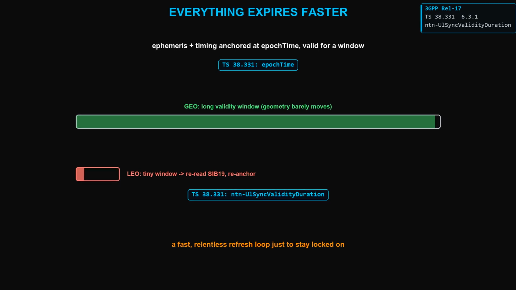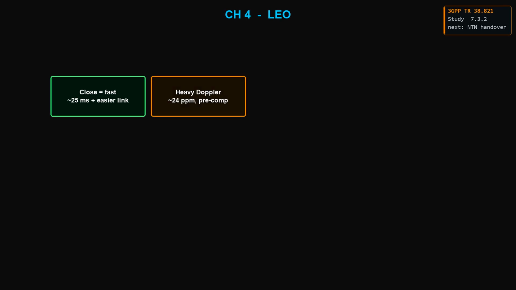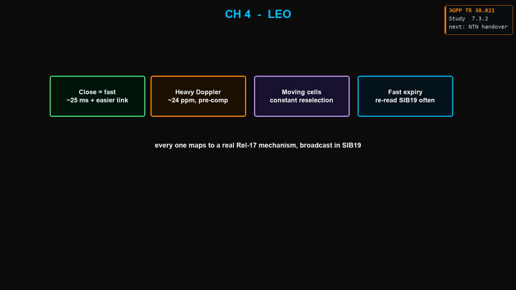Speed buys you latency, and charges you in constant upkeep, so that's low Earth orbit. Getting close to the Earth buys you two beautiful things: low latency, around 25 milliseconds, and a far kinder link budget. But you pay for that closeness with speed. The satellite races overhead, so you inherit heavy Doppler, cells that either sweep across the ground or hold on briefly then jump, constant cell reselection, and timing that expires in seconds. Every one of those maps to a real Release 17 mechanism, broadcast in SIB19.